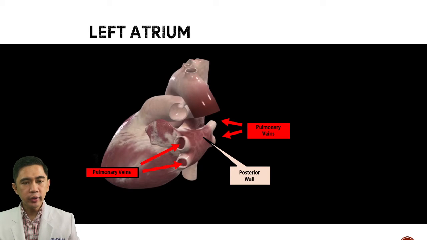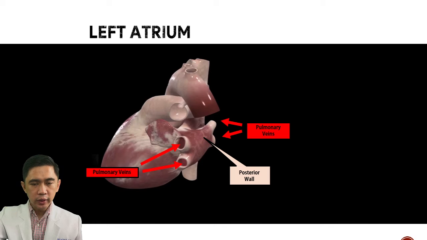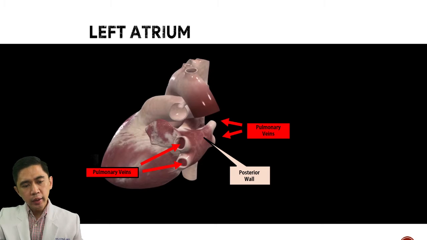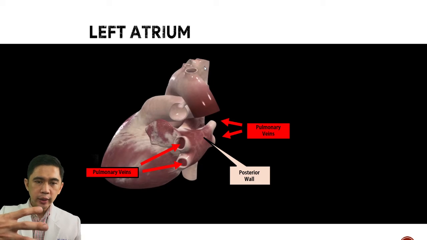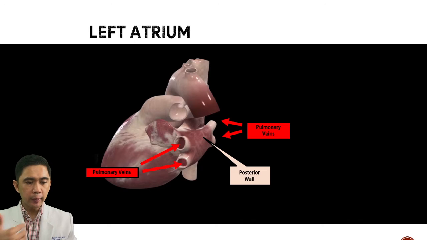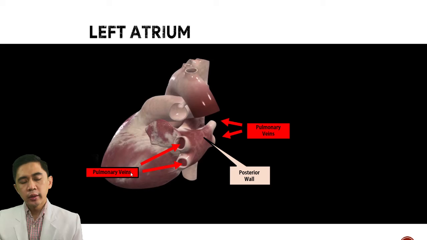Let's go now to the left atrium. After the blood goes into the lungs, the blood then goes back into the heart via the left atrium. As expected, the left atrium is more on the left side and in the back. So this is a view of the heart from the left and from the back. The left atrium receives the blood via the pulmonary veins. Again, these are the only veins which carry oxygenated blood. This is the posterior wall of the left atrium. This is the left ventricle, and this is the atrioventricular groove.